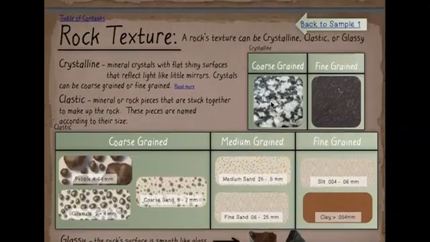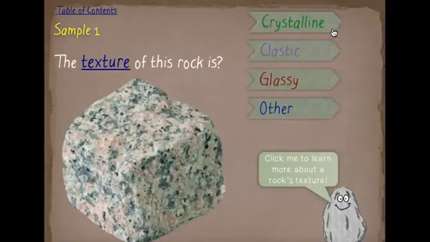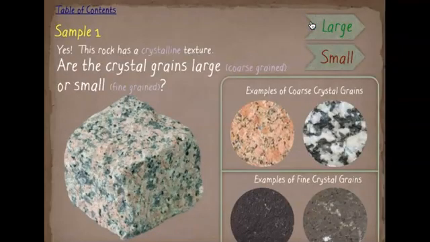All right, so now I'm going to jump back up to sample 1. You'll notice in the upper right-hand corner, I can click back to sample number 1. So based on what I observed, is the texture of this rock crystalline, clastic, glassy, or other? It is crystalline. It does have a crystalline texture.